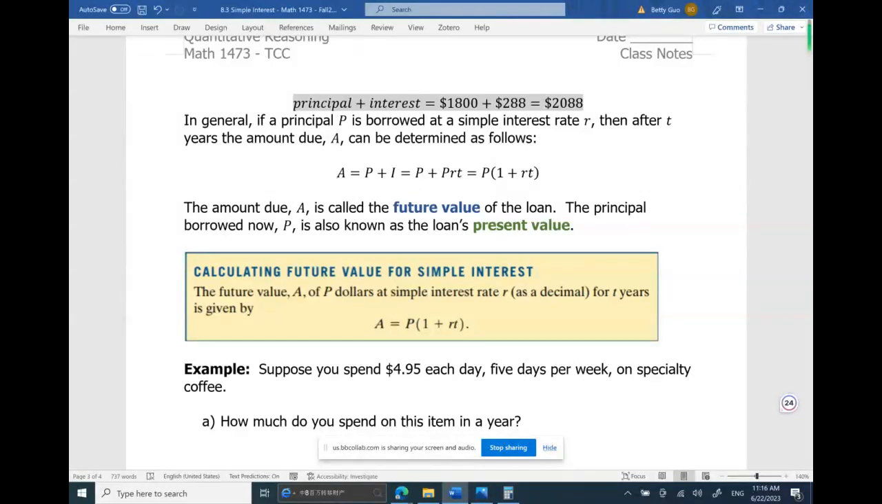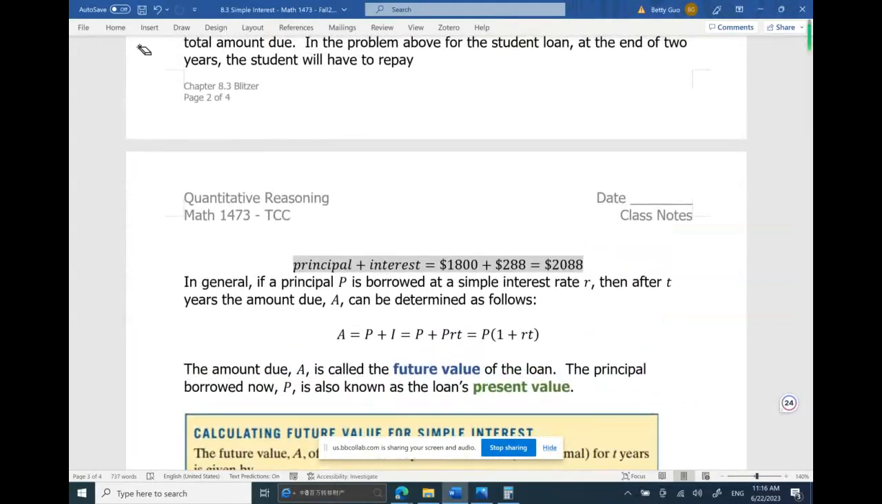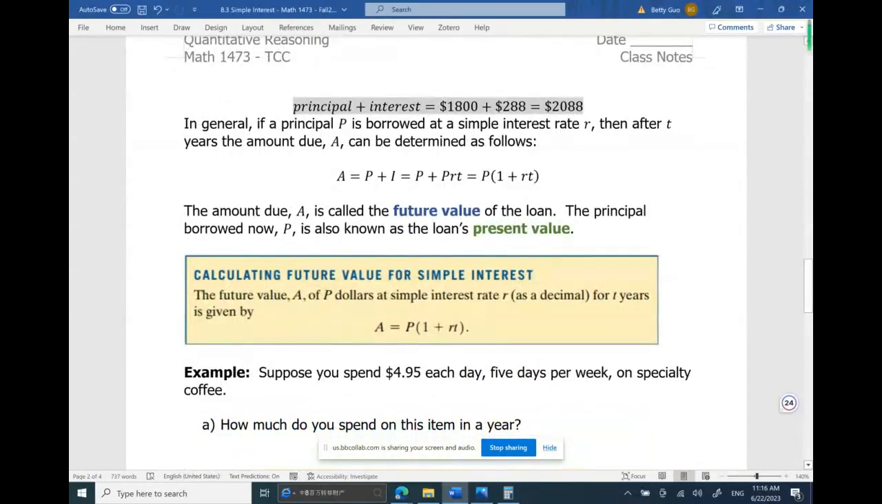The present value of the loan. In the previous example, 1,800 is the present value of the loan. In 2 years, the value of the loan is $2,088. That is the future value in 2 years. Please see the difference between P and A. Again, A is called the future value of the loan. It is the sum of the principal, also called the present value of the loan, and the simple interest over those years.